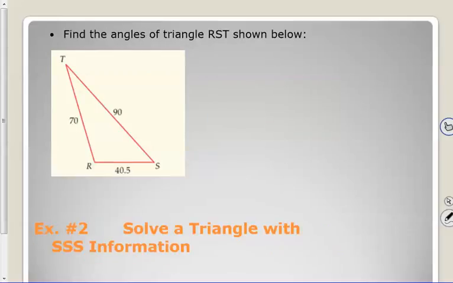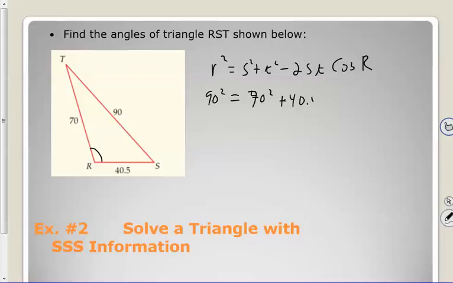All right, try another one. Here's a different one. This one, they want us to find the angles of RST as shown. So I don't have any angles whatsoever. However, I can pick which one I want to do. If I want to get angle R first, I can use r squared equals s squared plus t squared minus 2st times the cosine of angle R. And so if I fill in this blank, I get 90 squared equals 70 squared plus 40.5 squared minus 2 times 70 times 40.5 times the cosine of that.